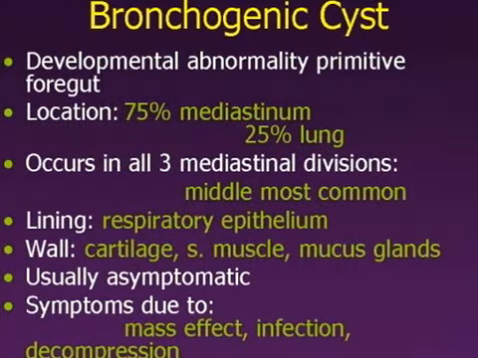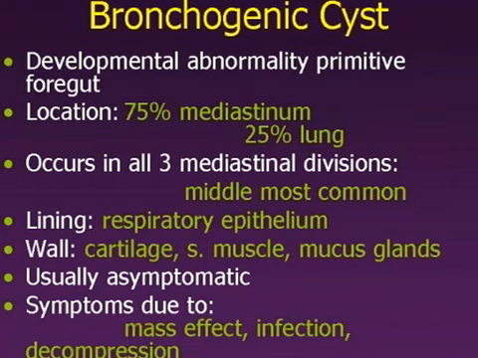Bronchogenic cysts. This is a developmental abnormality of the primitive foregut. 75% of these occur in the mediastinum, but I have to keep reminding myself that 25%, which isn't that small a number, actually occur in the lung. As I mentioned, these can occur in all three mediastinal divisions, but the middle mediastinum is the most common.